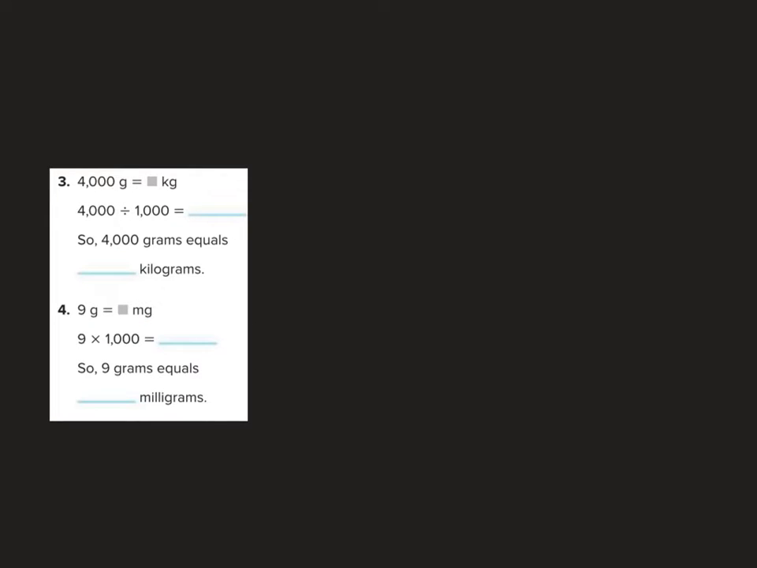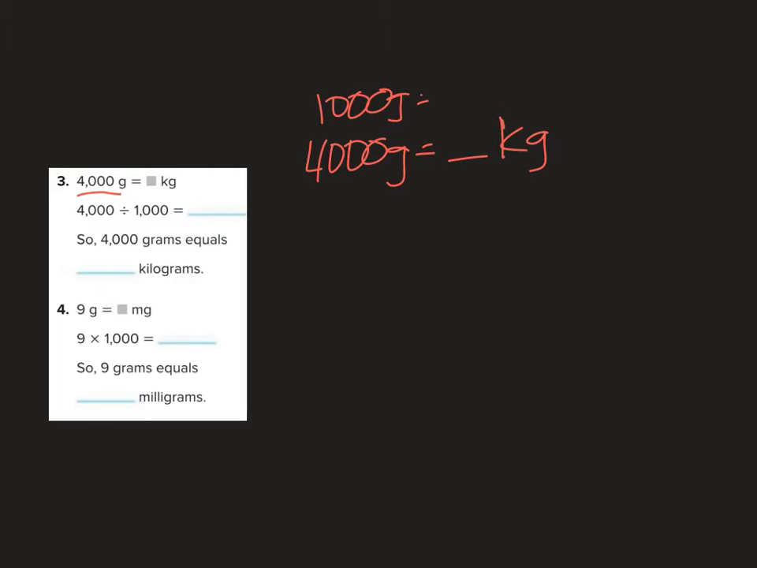All right, over here, we are looking at 4,000 grams equals blank kilograms. Okay, well, let's see. I know that 1,000 grams equals 1 kilogram. So 4,000 grams then would be 4 kilograms. Notice we're just doing 4,000 divided by 1,000 is 4, so 4,000 grams equals 4 kilograms.